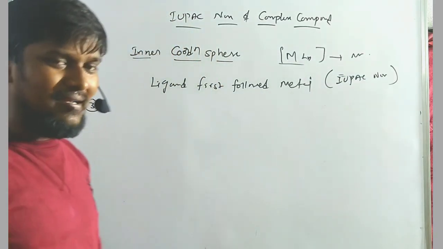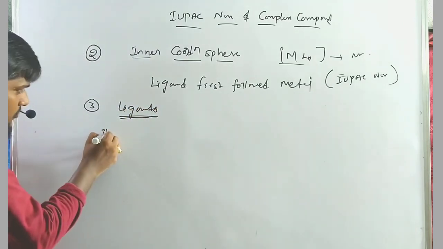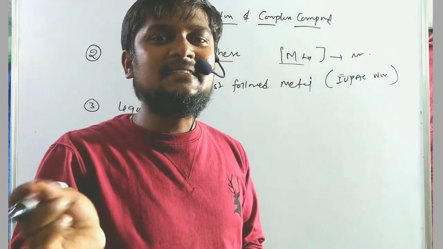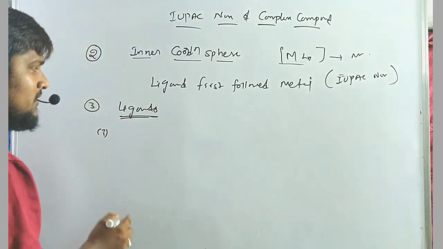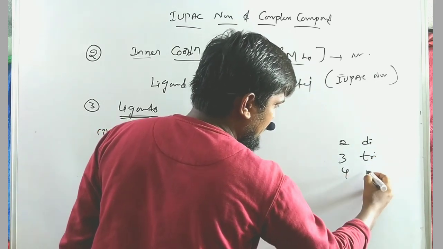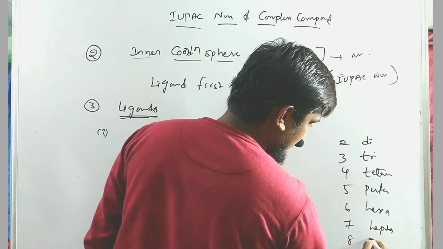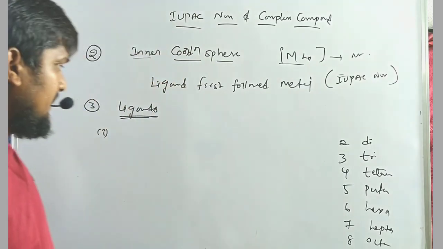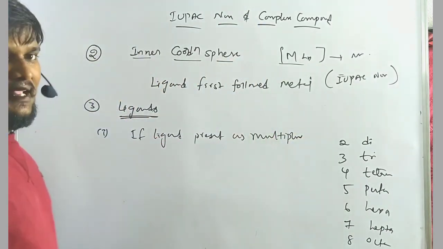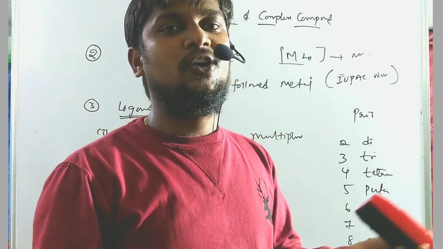Now, the third rule, regarding the nomenclature of ligands. We subclassify it into small rules 1, 2, 3, 4. First, if a similar ligand is present multiple times, we use prefixes: two times is di, three times tri, four times tetra, five times penta, six times hexa, seven times hepta, eight times octa, nine times nona, ten times deca. So if a ligand is present multiple times, we use the prefixes di, tri, tetra, penta, hexa, hepta, octa, nona, deca, etc.